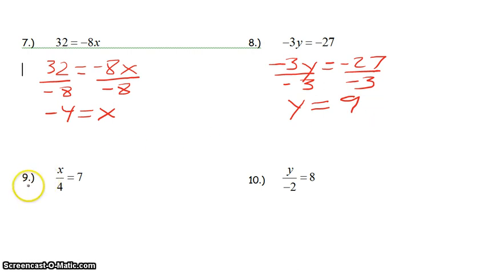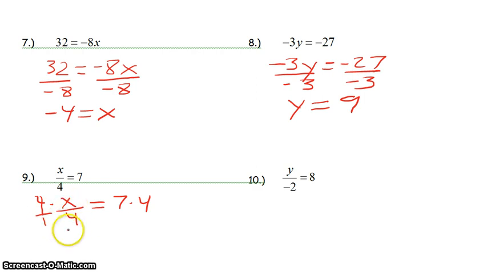Now we come here to number 9. This starts off like one of the earlier problems we had. Since this is division, we will multiply each side here by 4. So it would be 4 times x over 4 is equal to 7 times 4. Now this 4 is really 4 over 1, so this will give us 4x over 4 is equal to 28. Now we know these 4s simplify out to 1, and 1 times x is x. And x is equal to 28. So we're done with problem number 9.